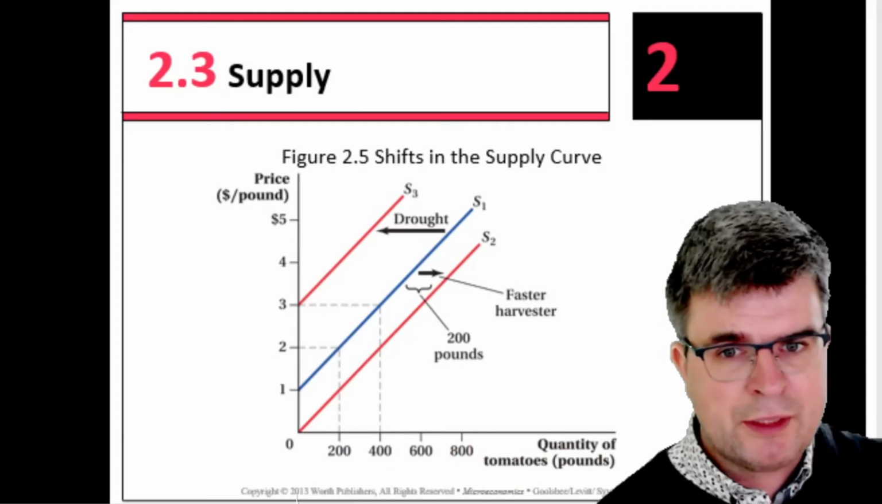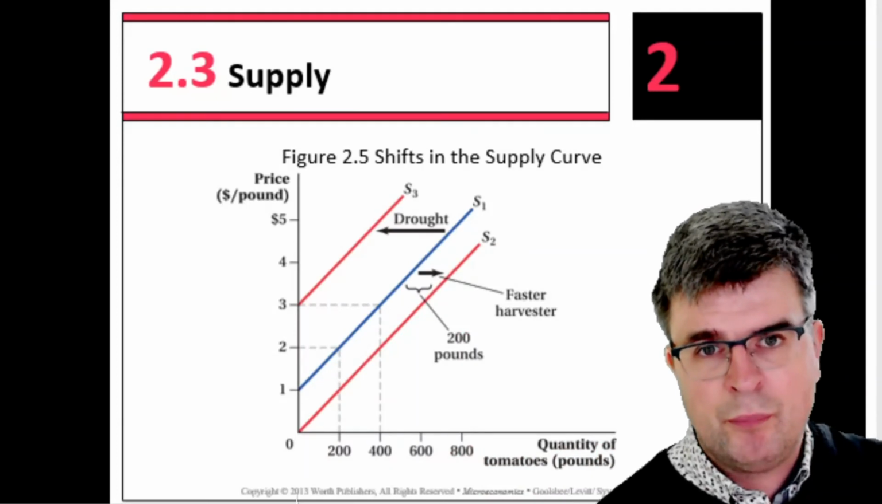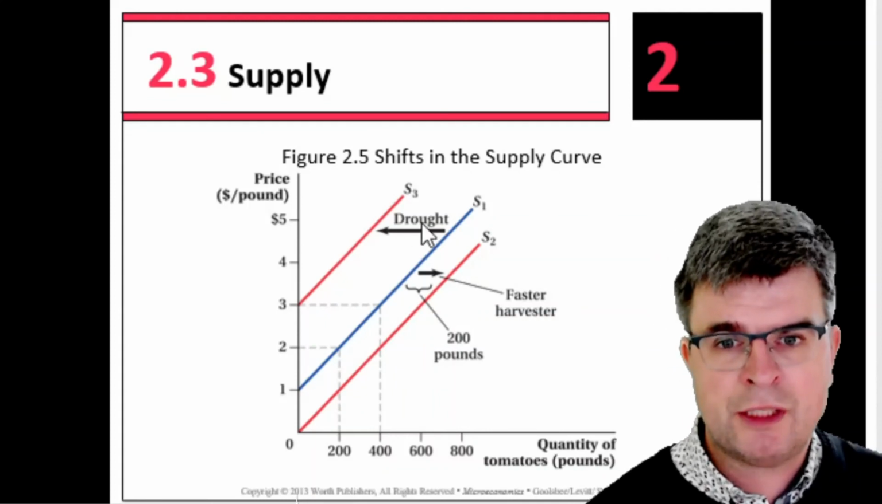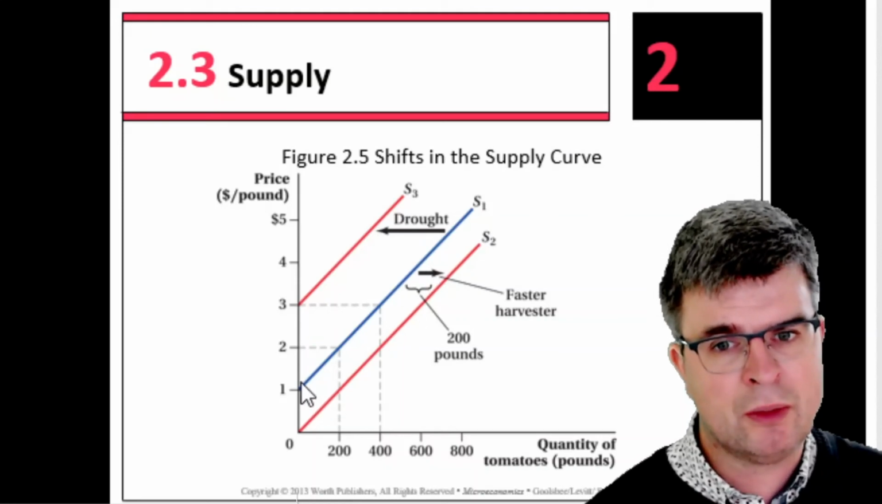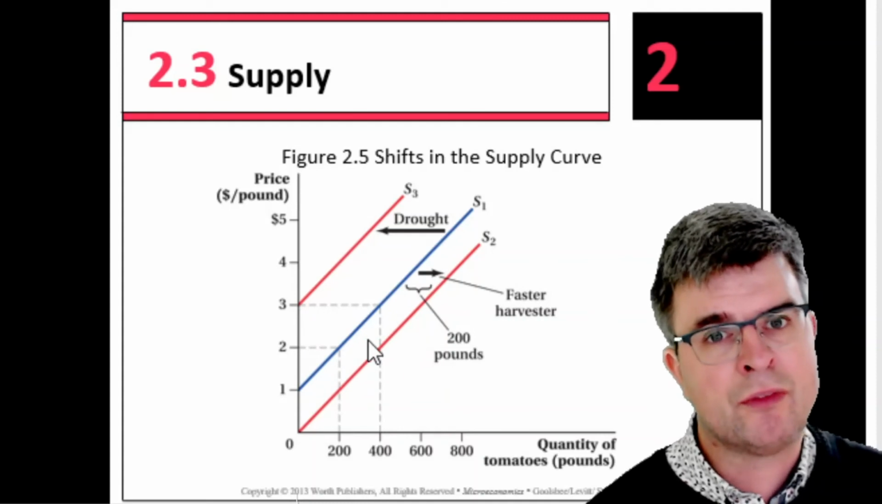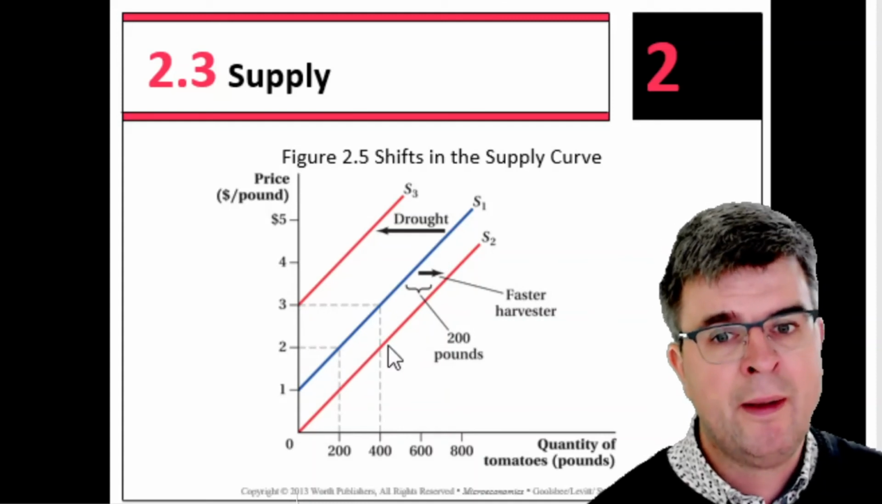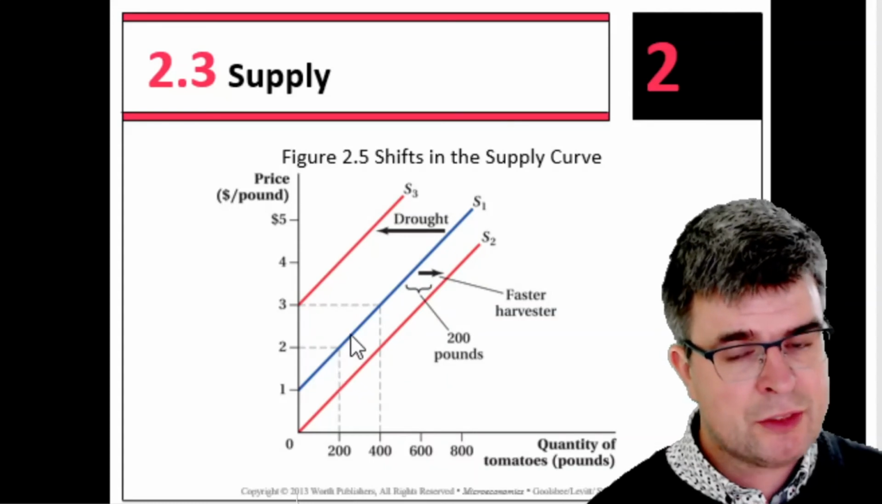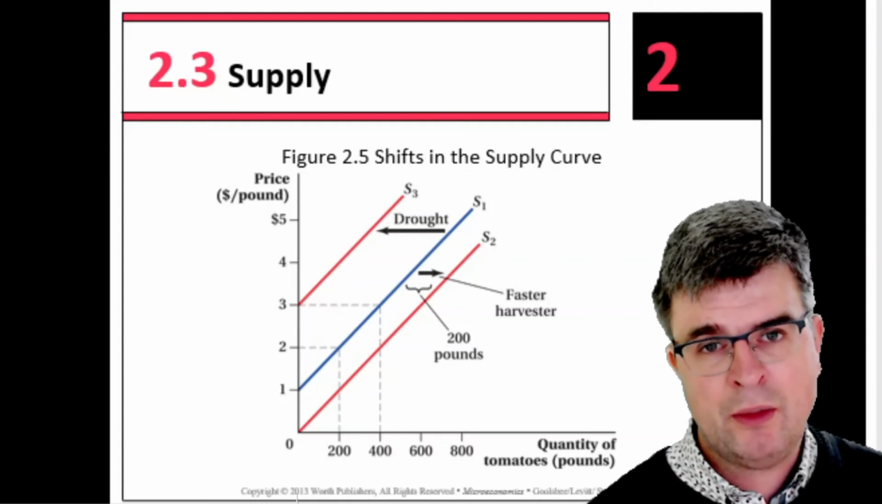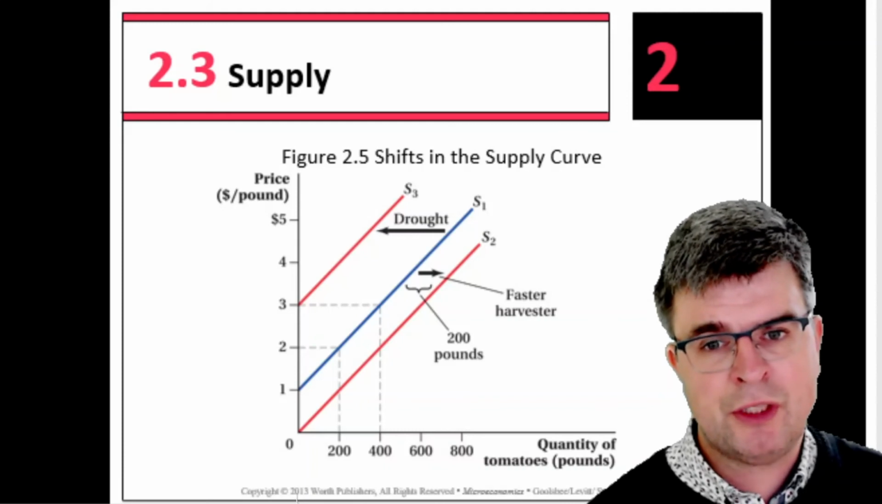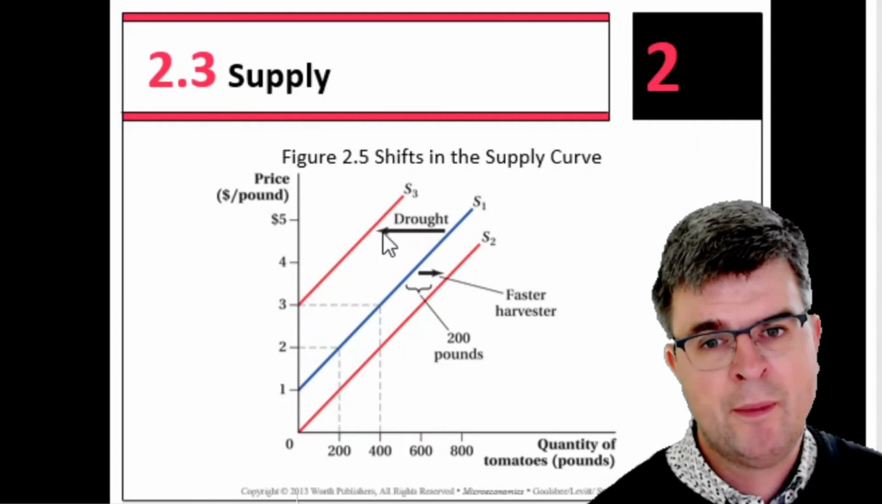Again, we can give an example. So we again consider the market for tomatoes, and the initial supply curve is equal to the blue line S1 over here. Supply curves are upward sloping because higher prices make it attractive to supply more units to the market. If there's a severe drought, which means that less tomatoes can be grown on a plot of land, we have an inward shift of the supply curve. So we move from S1 to S3.